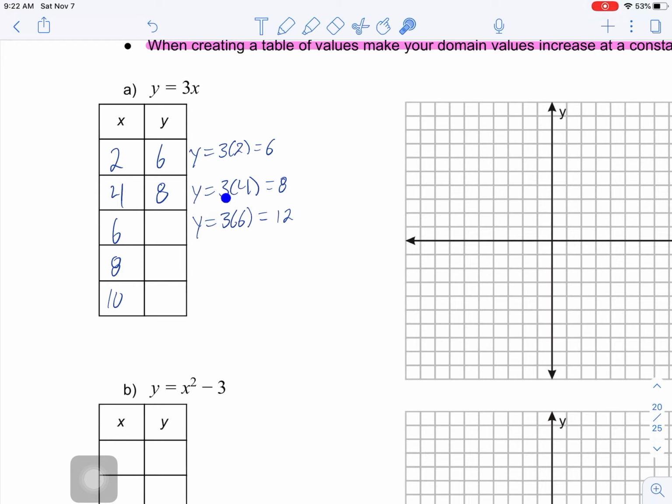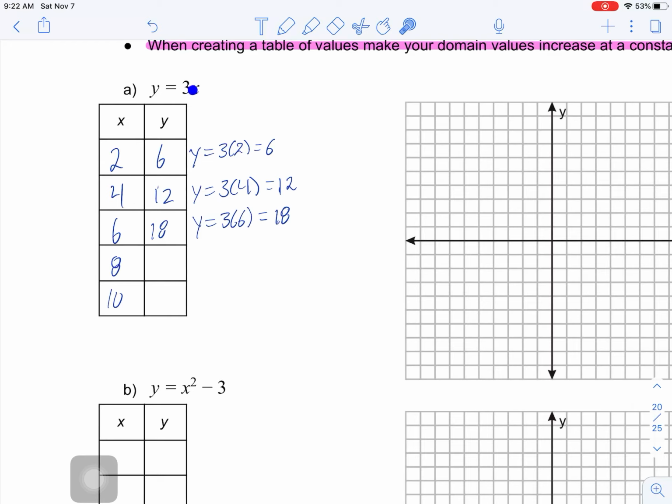Oh, I totally messed up here. 3 times 4 is definitely not 8. 3 times 4 is 12. I'm thinking 2s here. My fault, everyone. And then here, 3 times 6 is definitely not 12. That's 18. Whoops. So that should be 18. There we go. Okay. So make sure you're doing multiplication properly, of course.